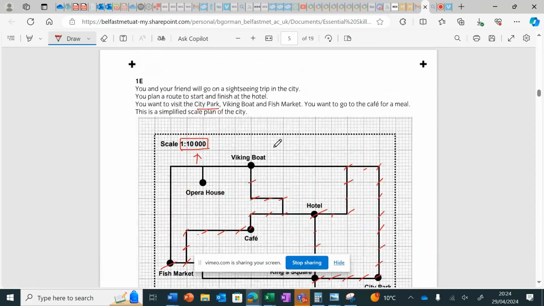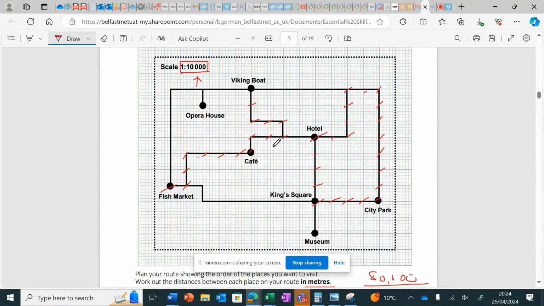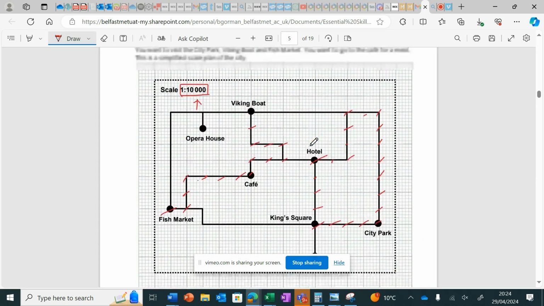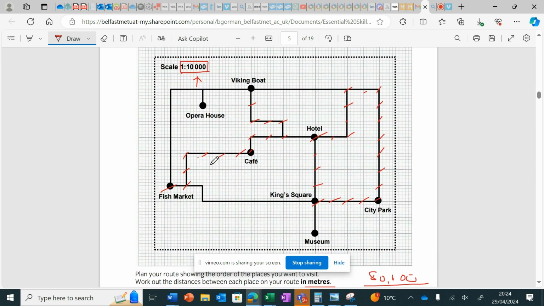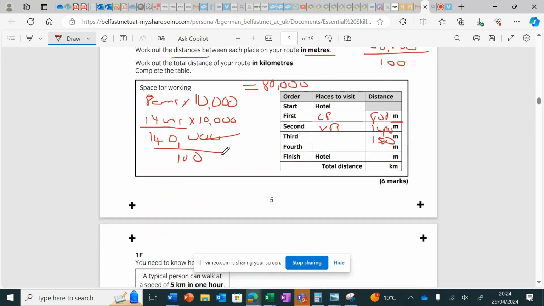The fish market, we want to get to the cafe. I think we've done something wrong there, possibly. So we're at the fish market. Oh, I want to go to the cafe for a meal. All right, so I should include it in there somewhere. I'm not going to worry about it now, but we'll get our answer. If our answer is 4,600 meters, for example, and we're asked to change that to kilometers, we would divide it by 1,000 and get 4.6 kilometers.